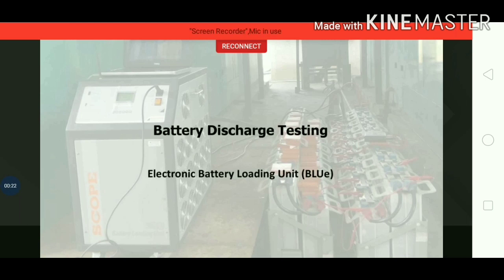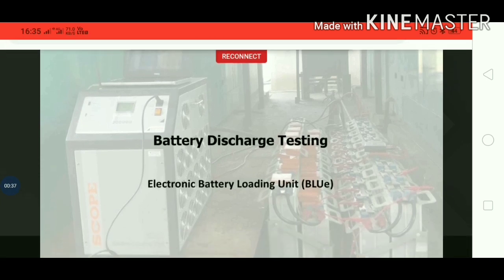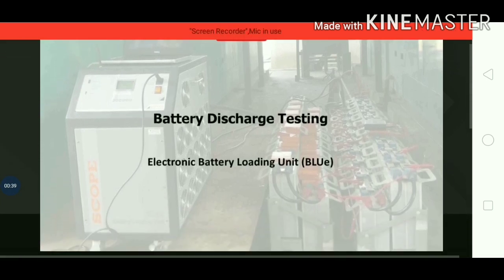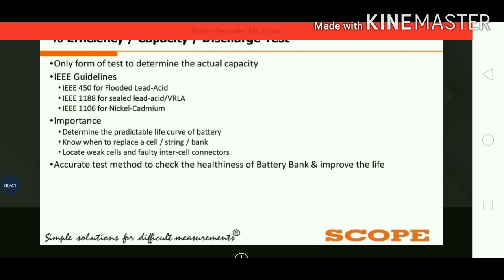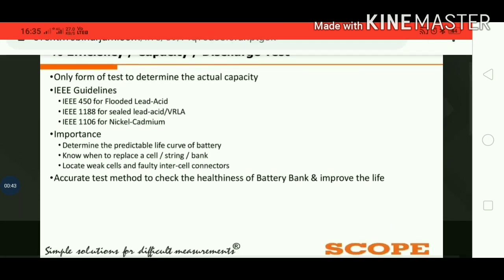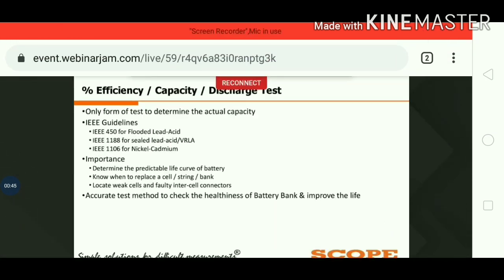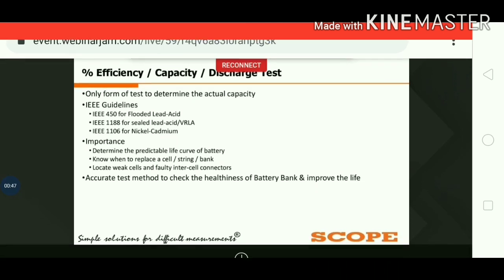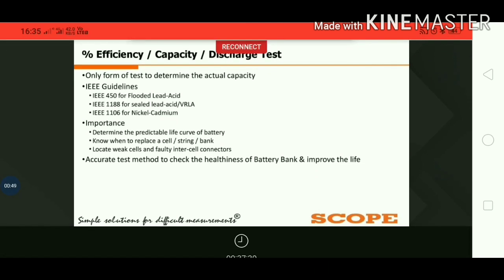So how are we doing the discharge testing? One piece of our equipment is the Blue Series, an electronic battery loading unit through which we do battery discharge testing. Through our Blue Series, we do the percentage efficiency, capacity, or discharge test.